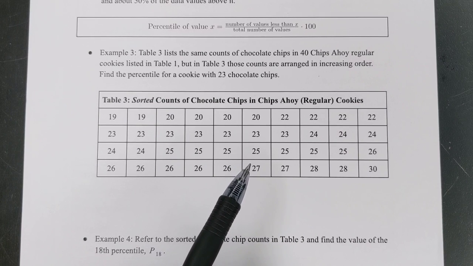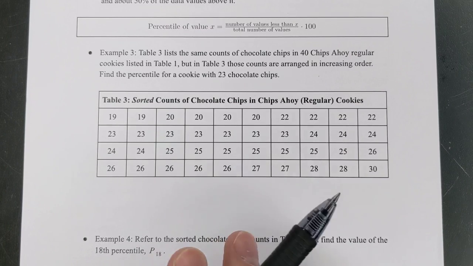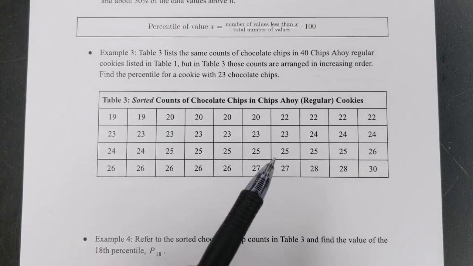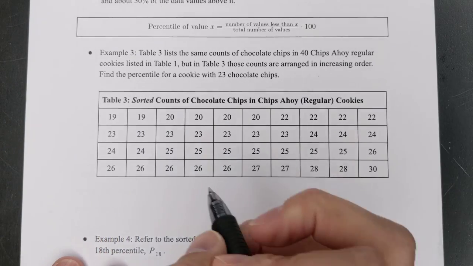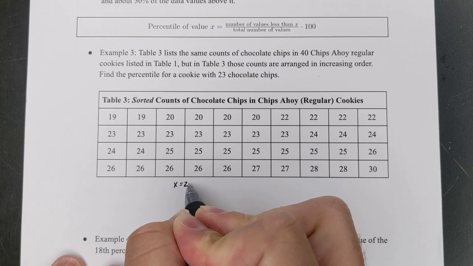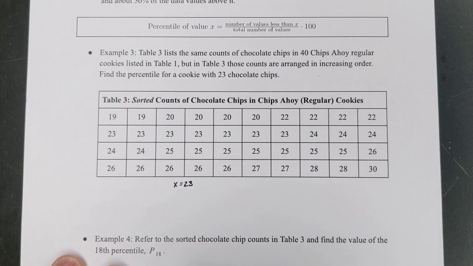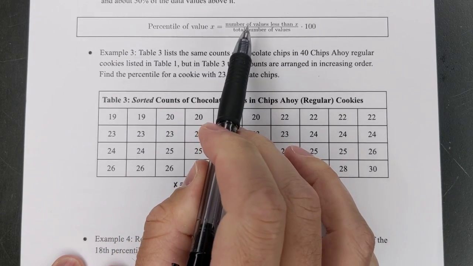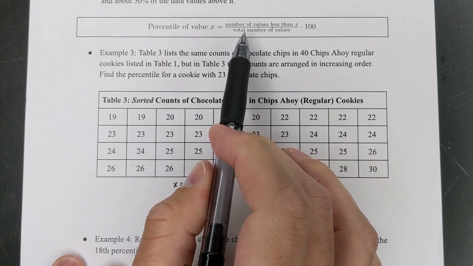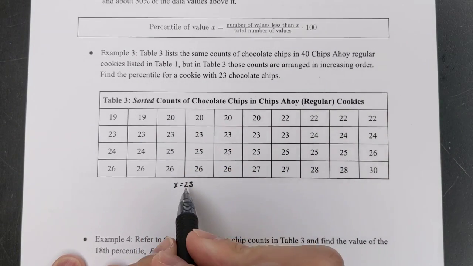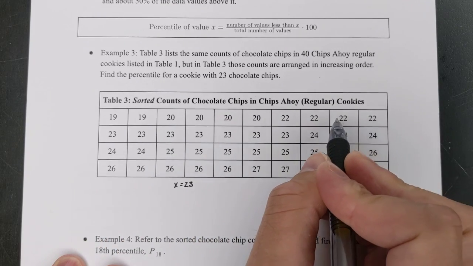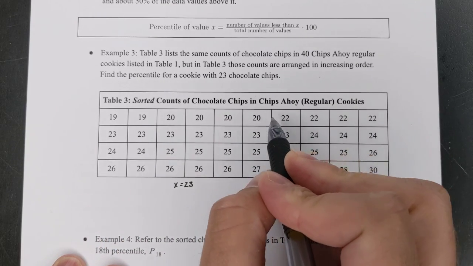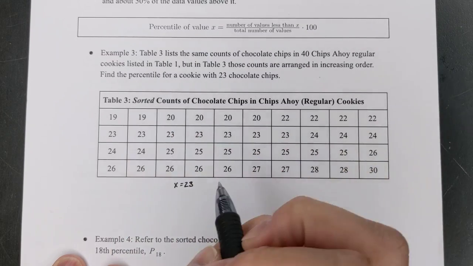So normally when you do a percentile, you need the values ordered, because you need to find the number that are less than a given value. Find the percentile of a cookie with 23 chocolate chips. So our x value is 23, that's the measurement we're looking at. So if I look at my formula, it's the number of values less than x. So I need the number of values less than 23. So that is just this top row. So 1, 2, 3, 4, 5, 6, 7, 8, 9, 10.